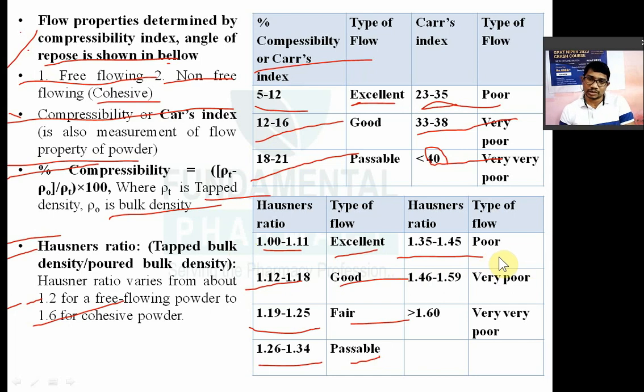If Hausner's ratio of powder is between 1.35 to 1.45, poor flow. If it is between 1.46 to 1.59, it is very poor flow. And if Hausner's ratio is more than 1.6, it's a very poor flow or cohesive powder.